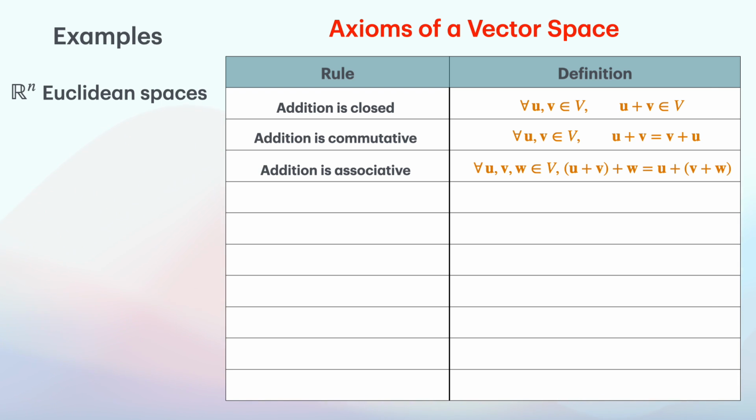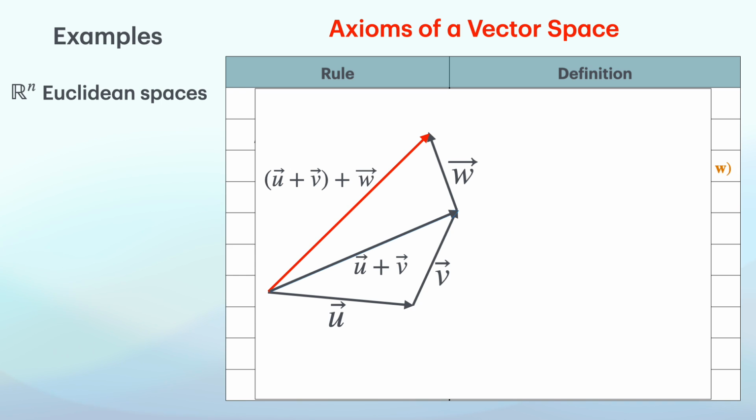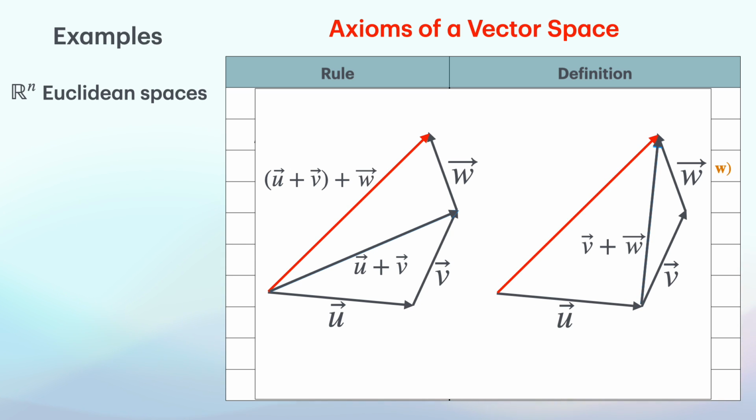Associativity of addition. Here are three vectors. We first add the first two, then the third. Next we add the last two, then the first one. The final vectors are identical. Grouping vectors in addition doesn't change the result.